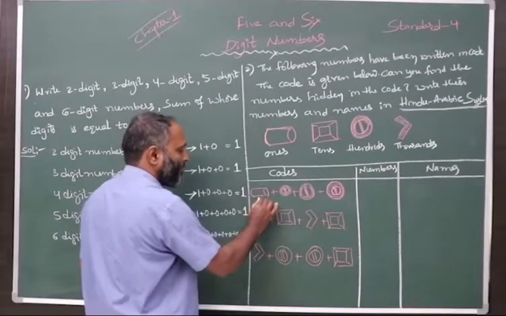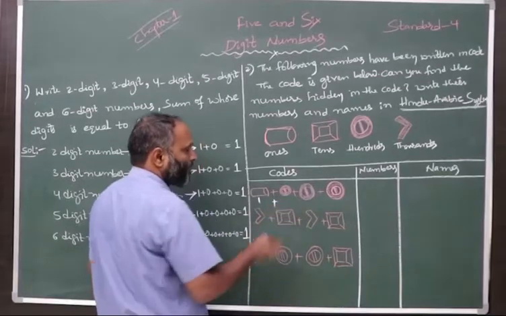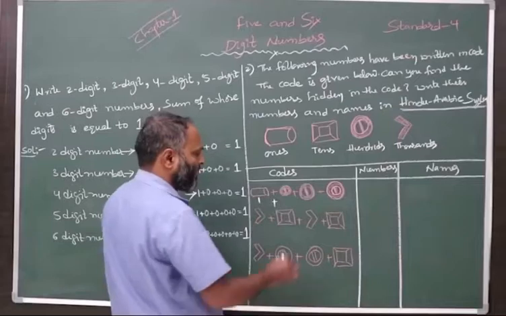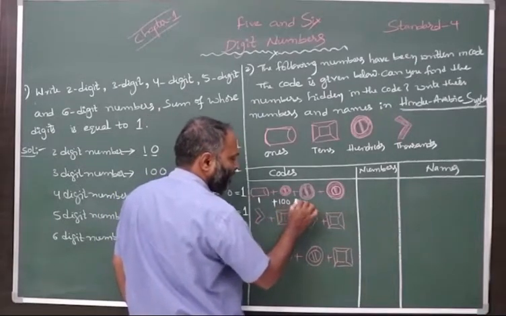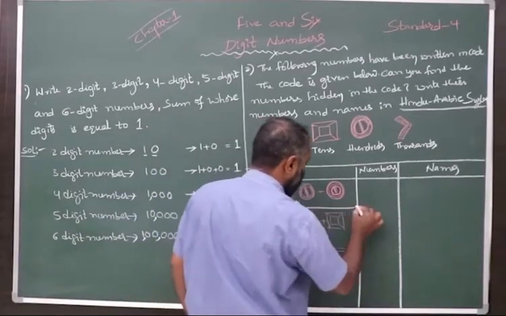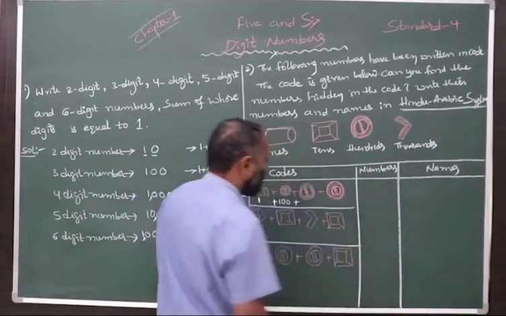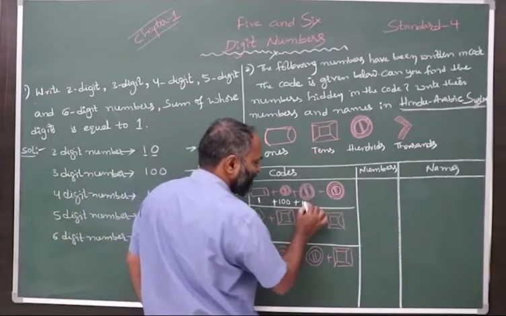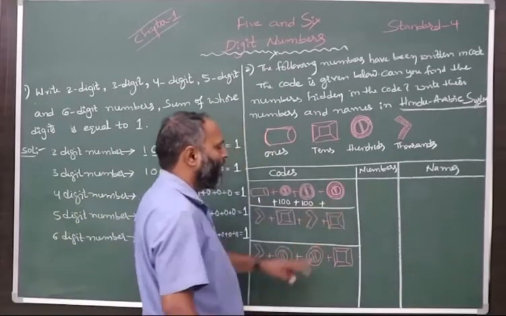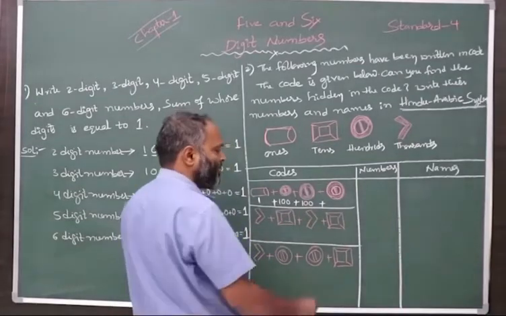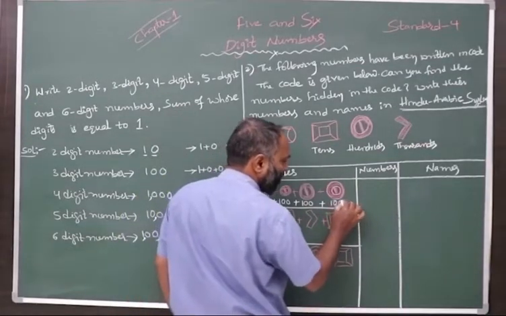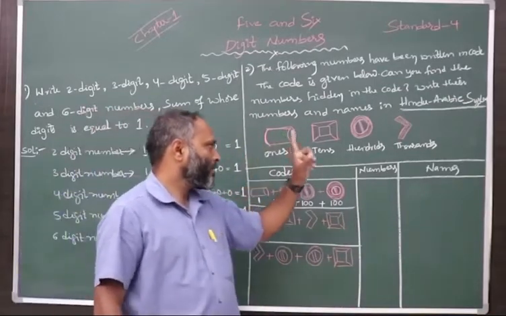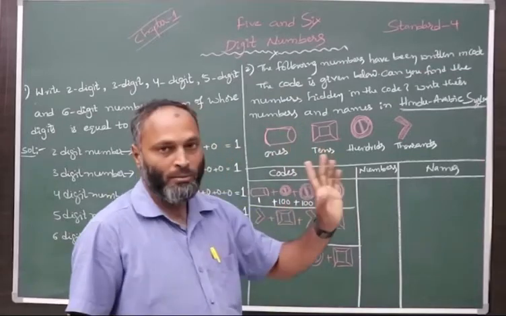Cylindrical shape means ones, and plus. Here, circular shape means 100, plus. Again, here a circle is given. One more circle. Circle means 100, plus. Again, a circle is given. Circle means again 100. Circle means 100, cylinder means 1, square means 10, and arrow means 1000.